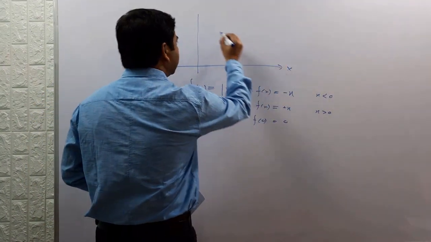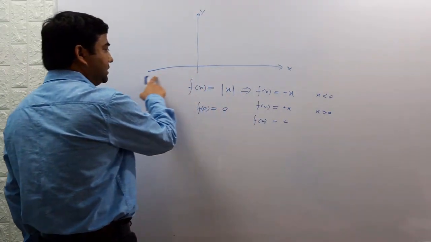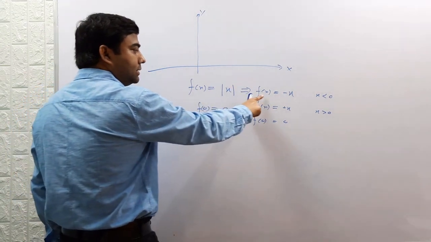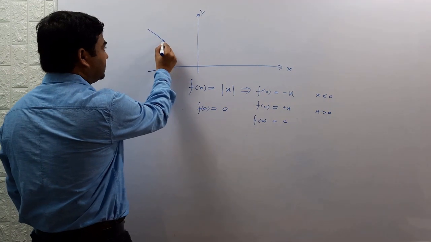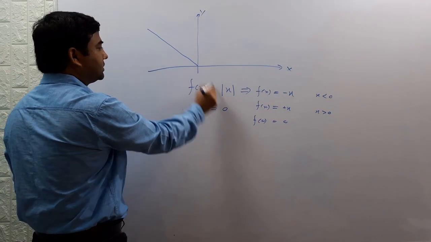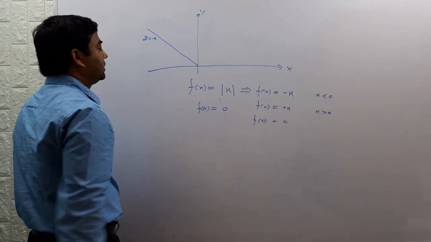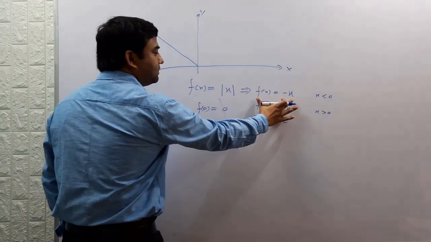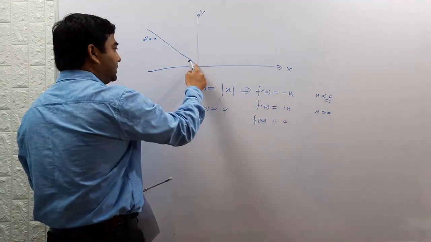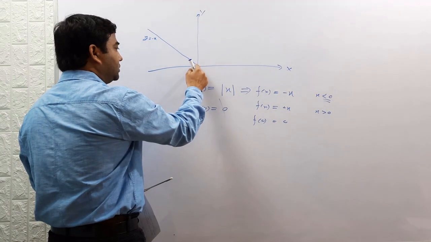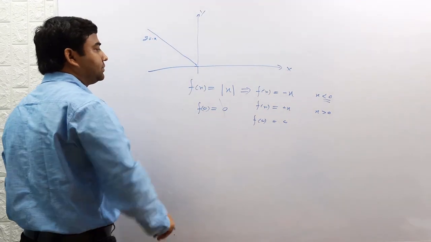This is the x-axis, this is the y-axis. For x less than 0, y equal to minus x. You know this is a line passing through the origin, y equal to minus x. And this definition is applicable only for x less than 0, so slightly before, not at, x equal to 0. So you can see this is just approaching 0.